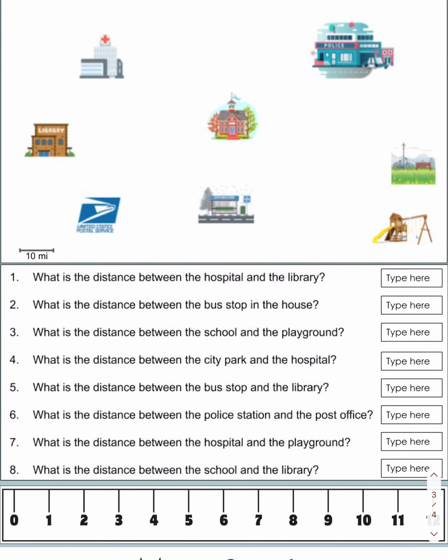What is the distance between the hospital and the library? To do this activity, you will use the ruler at the bottom here. You'll grab that and pull that up and measure the distance between different points on this map. You may need to rotate the ruler in order to measure the distances. You'll type your answer in these boxes here.